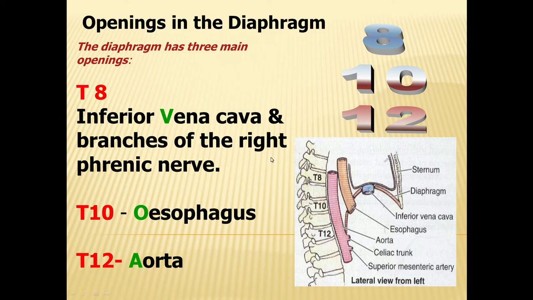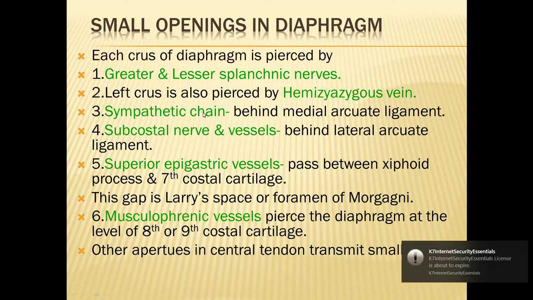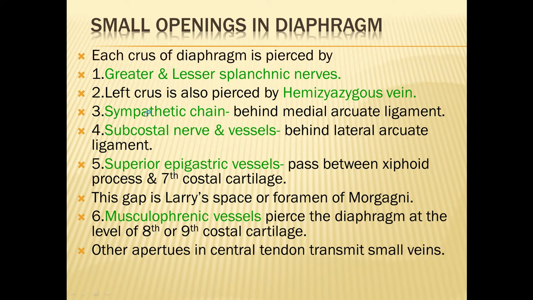What about the small openings? There are certain small openings also in the diaphragm which you have to remember, like the greater and lesser splanchnic nerves for both the sides. The left crus is also pierced by the hemiazygous vein, the sympathetic chain which is behind the medial arcuate ligament. Then the subcostal nerves and vessels, superior epigastric vessels and the musculophrenic vessels. So these are the structures which pass through the small openings in the diaphragm.